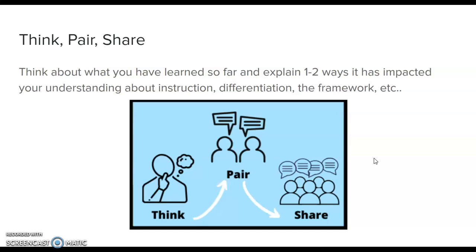All right, and so for just a moment, I need you to just think about your understanding of differentiation and how this framework might benefit your class and your students.